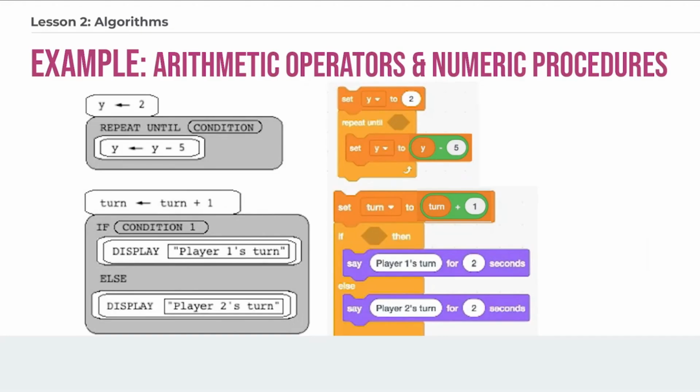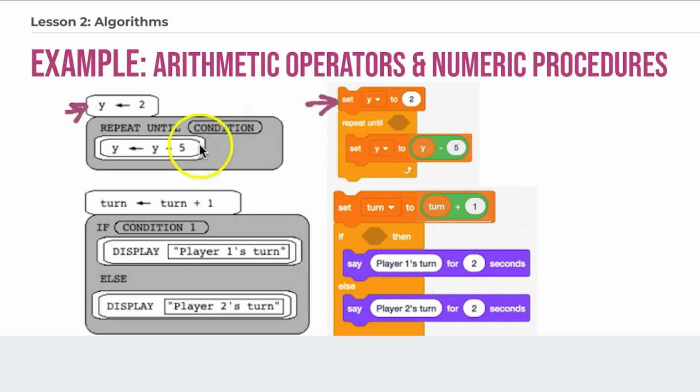Let's take a look at an example from the arithmetic operators and numeric procedures. So this kind of combines some of the things. We already know that right here, this little line of pseudocode is an assignment. We are assigning variable y a value of 2. Okay, so we are setting y equal to 2. Oh, well look, right here. We've already done something like that. We've already done that in Scratch. We set y to 2, or whatever variable it was, to whatever value it was.